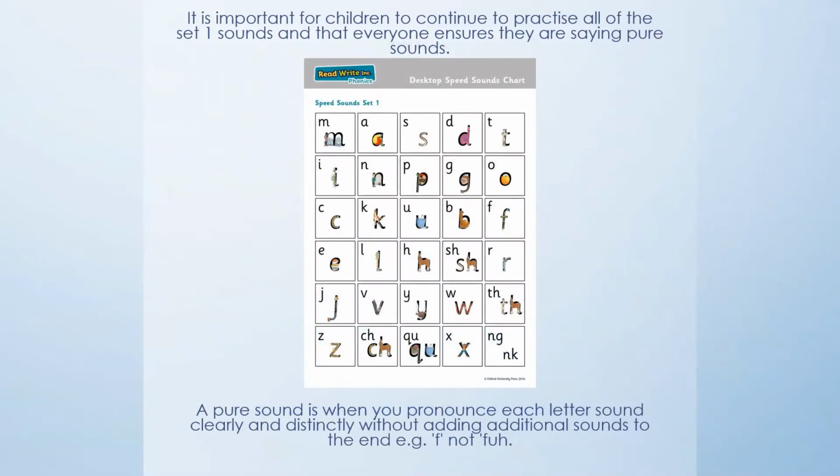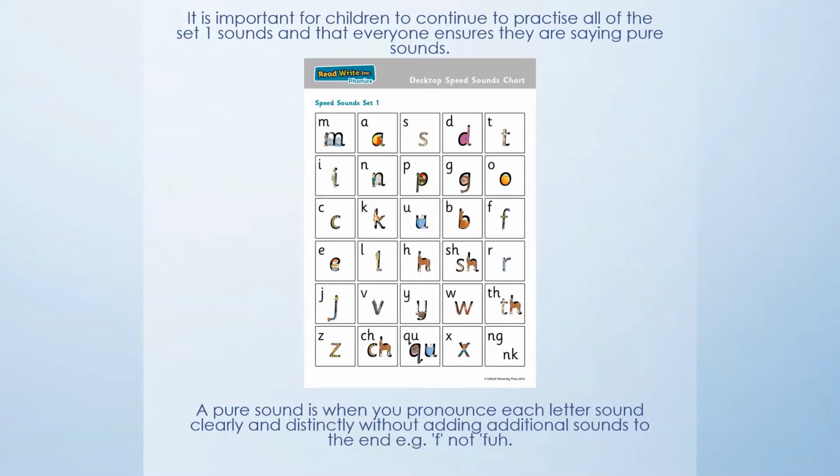So it's really important for children to continue to practice all of these set one sounds. And most importantly is that they are saying them as pure sounds. A pure sound is when you pronounce each letter sound clearly. You're not adding additional sounds to the ending. For example, you're saying f, not fuh.